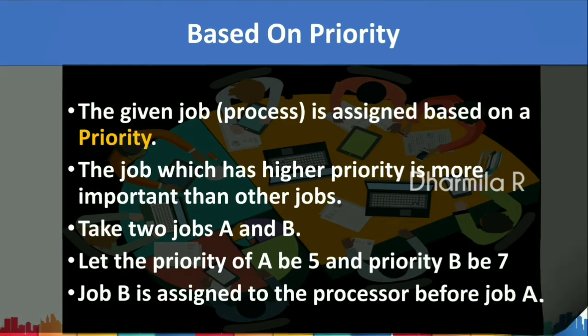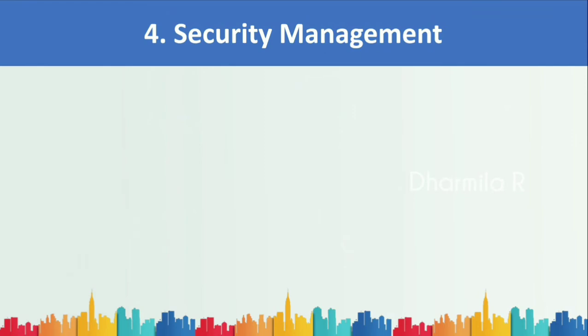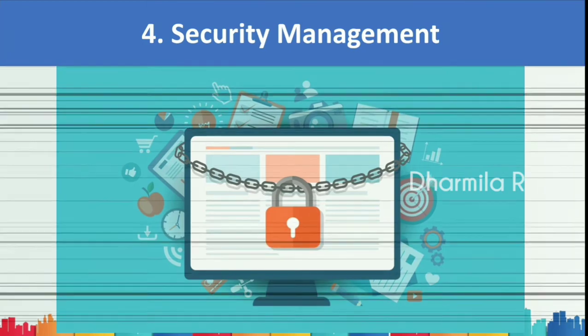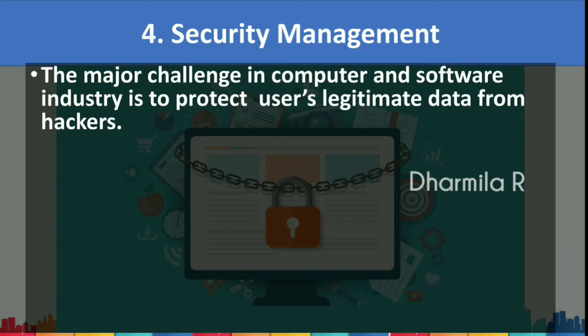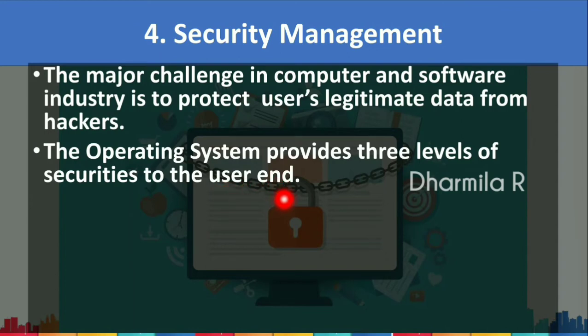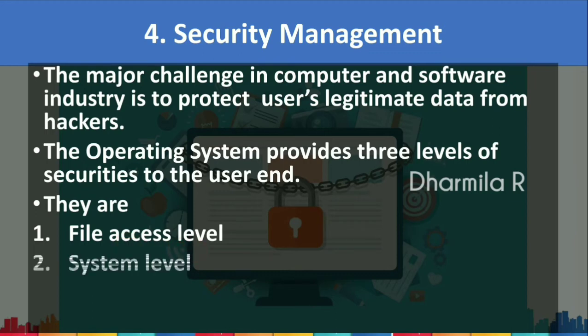Let us move on to the next feature of the operating system, that is security management. In general, security means protecting the data from hackers. Most of the time, security is provided with a username and password. This security concept is provided to protect the software and data from hackers. The operating system provides 3 levels of security to the user end. User end means the final user. The 3 levels are file access level, system level and network level.